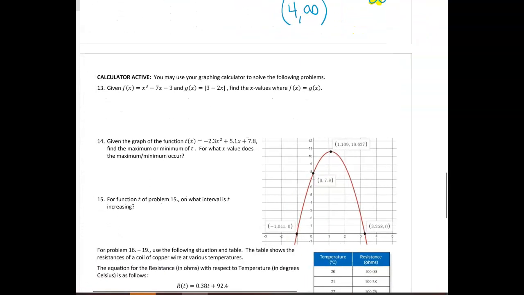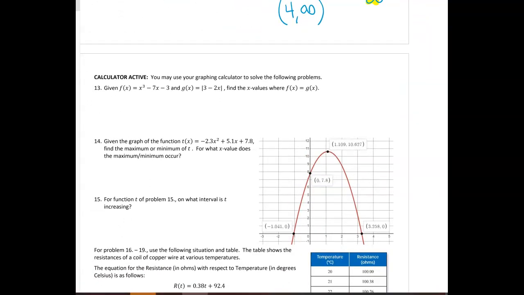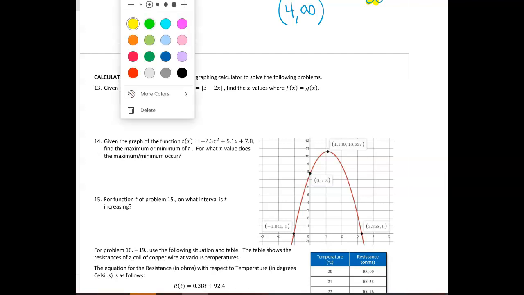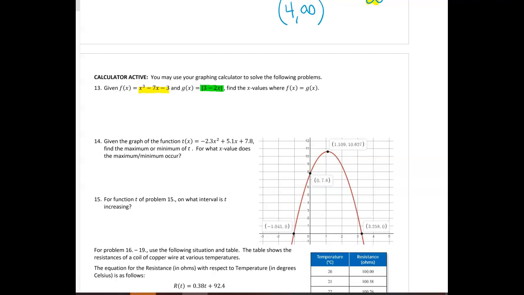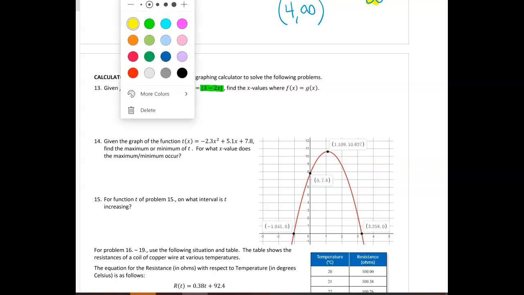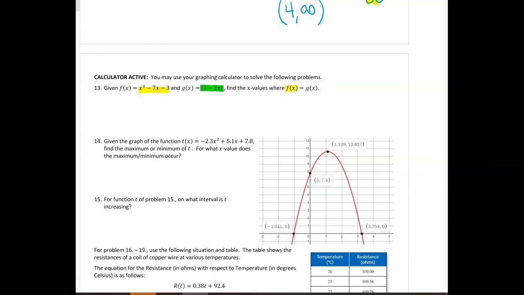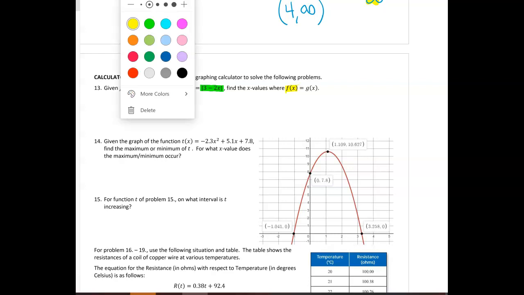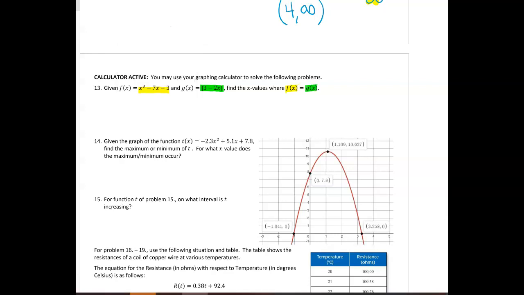So it does say calculator active. I think the only part that you wouldn't have the calculator on is the graphing part, but here we go. We've got two functions, f of x and g of x. And our job is to see where they equal each other. So this is going to be a strictly graphing calculator problem. So f of x equaling g of x.